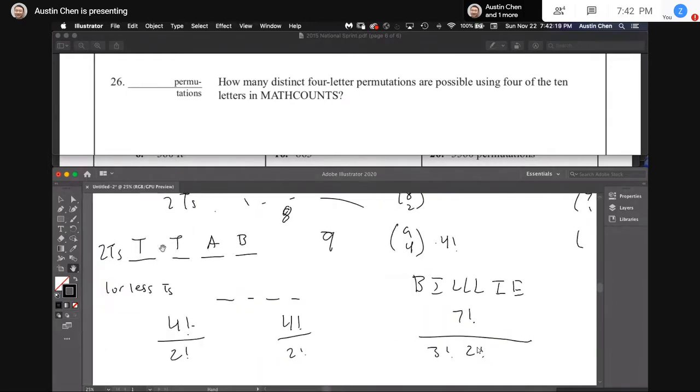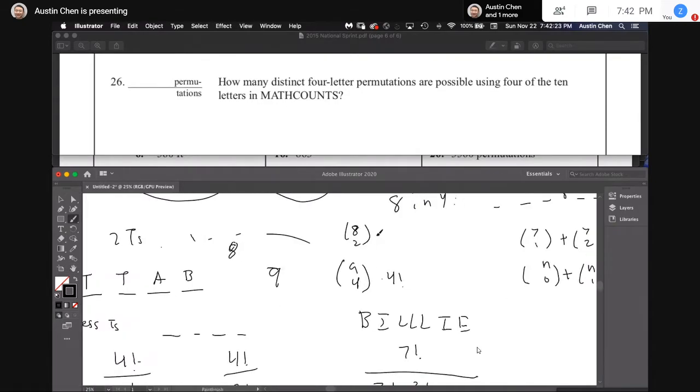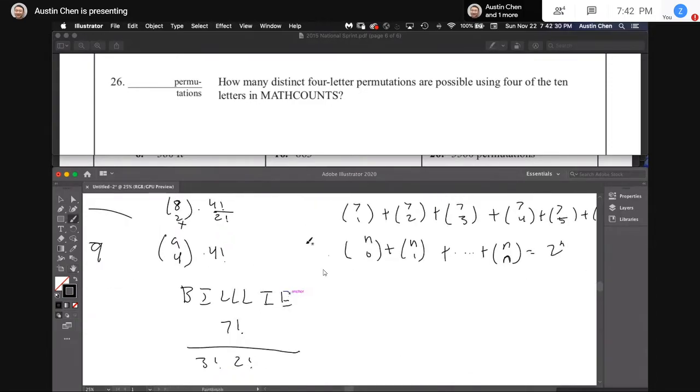Okay, so in this case, we would just have 4 factorial over 2 factorial. So we're going to multiply this by 4 factorial over 2 factorial. And then that's all of our cases. So then we just add these. So 8 choose 2 will just be 8 times 7 over 2. And then 4 factorial over 2 factorial will just be 4 times 3 over 2. And then we have 56 times 6. And this will just be 336.